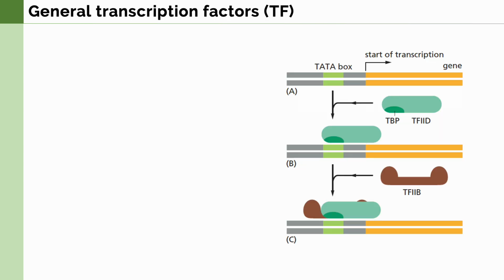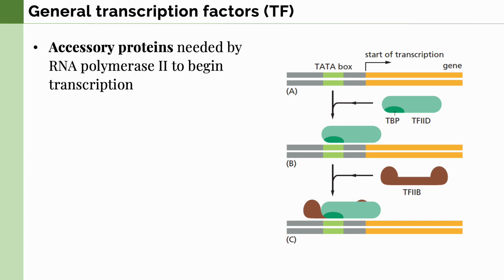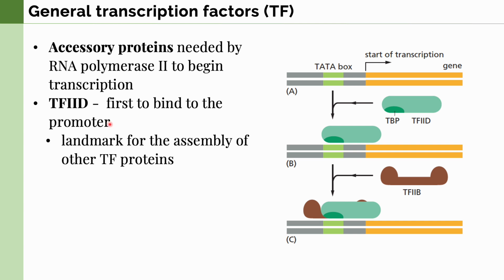Next, let's talk about a very important group of proteins that are needed for transcription. These are called the general transcription factors, and they are accessory proteins needed by RNA polymerase II to begin transcription. The first one we will talk about, and most important one, is called TF2D, or transcription factor 2D. This protein is the first to bind to the promoter, and it acts as a landmark for the assembly of other transcription factor proteins.